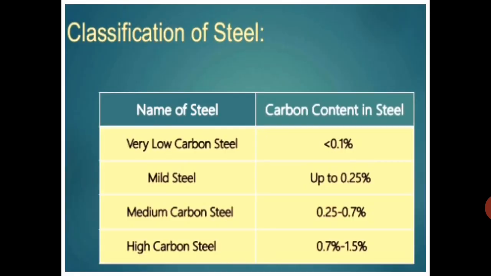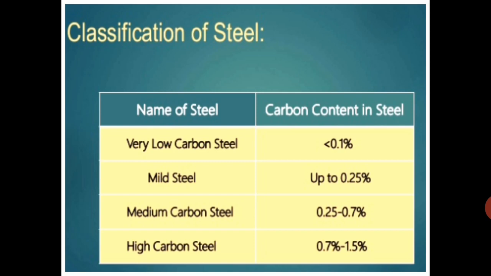So, classification of steel. Next slide. Classification of steel. See this table: name of steel, carbon content in steel. There are 4 types of steels: very low carbon steel, mild steel, medium carbon steel, and high carbon steel. So what is meant by very low carbon steel? If the percentage of carbon content in steel is less than 0.1%, then we can call it very low carbon steel.